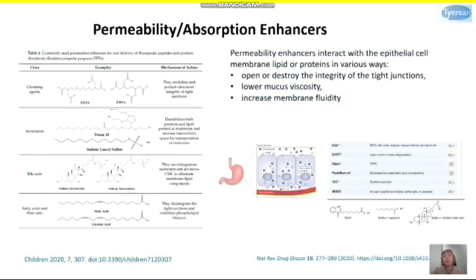Both PEG and fatty acid can be used not only as a part of the molecule, but as a part of formulation. And in this case, they can be called permeability enhancers. Besides PEG and fatty acids, there are several other classes of permeability enhancers with various mechanisms of action, but generally all of them open or destroy the integrity of tight junctions, lower mucus viscosity, and increase membrane fluidity. Several combinations of permeability enhancers have been developed and patented, and here you can see some of them.